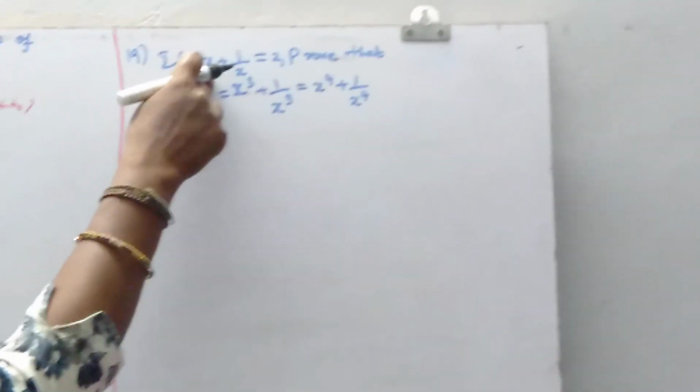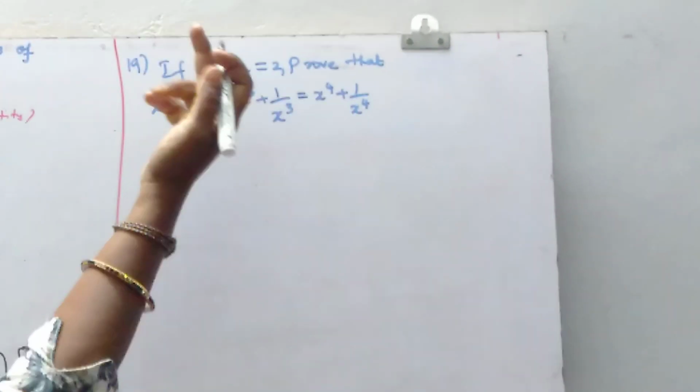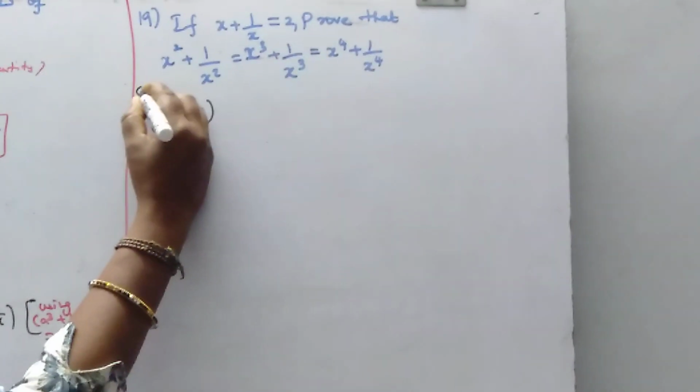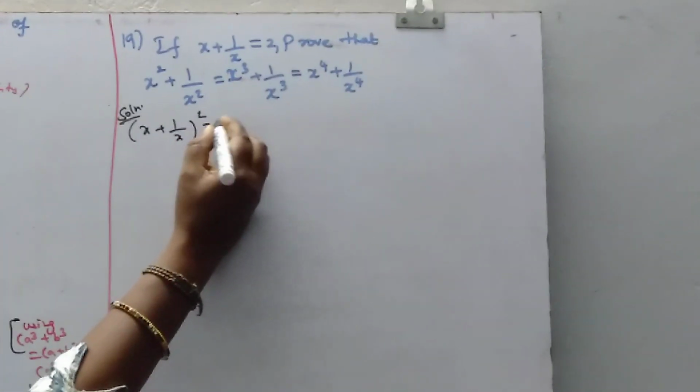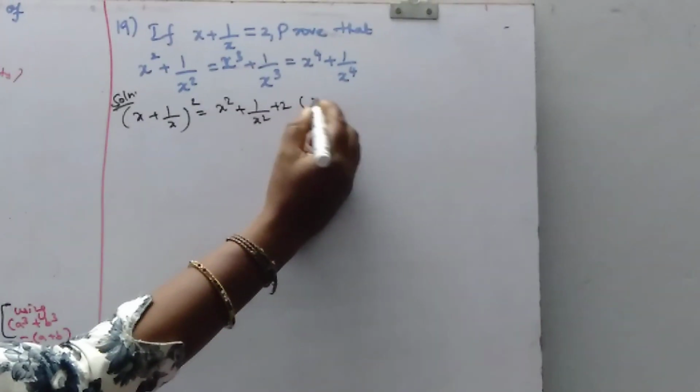Okay, what is given? Only from the given term only we are going to find this one. So that is x plus 1 by x. Okay, so x plus 1 by x means x plus 1 by x the whole square. For identity we are going to use, that is x square plus 1 by x square plus 2. That is the identity, right?